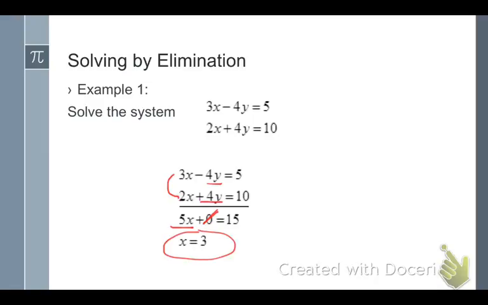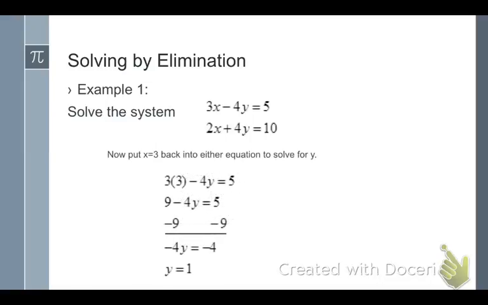And just like in substitution, we're not done. We've only got half the answer. We need an x and a y. And also, just like in substitution, we can go back to one of our equations, put in the x value we just found, and solve for y. And then we can check it by using the other equation. So I put x equals 3 back into the top equation. And you can see the 3 right here.